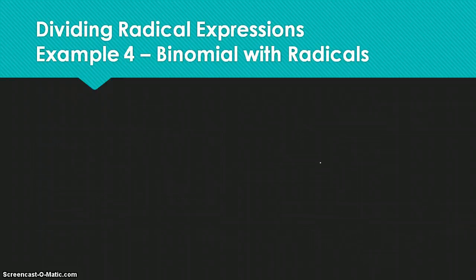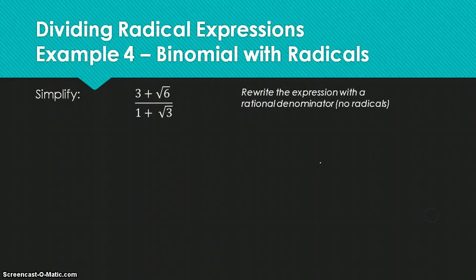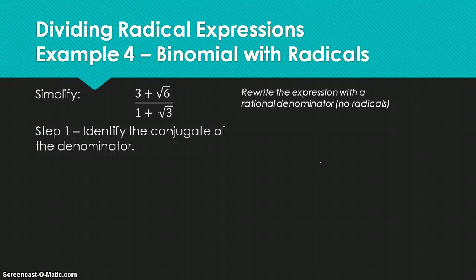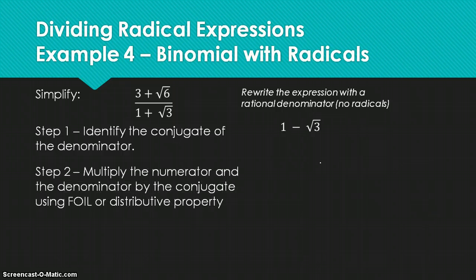So let's look at another example. Okay, this one is a little bit trickier, where I have a radical on the top and the bottom. Again, my steps stay the same. First thing I need to do is identify the conjugate of the denominator. Again, the conjugate is where the sign of the second term is different. So this would be 1 minus the square root of 3. Second step is to multiply the numerator and the denominator by the conjugate using FOIL or the distributive property.